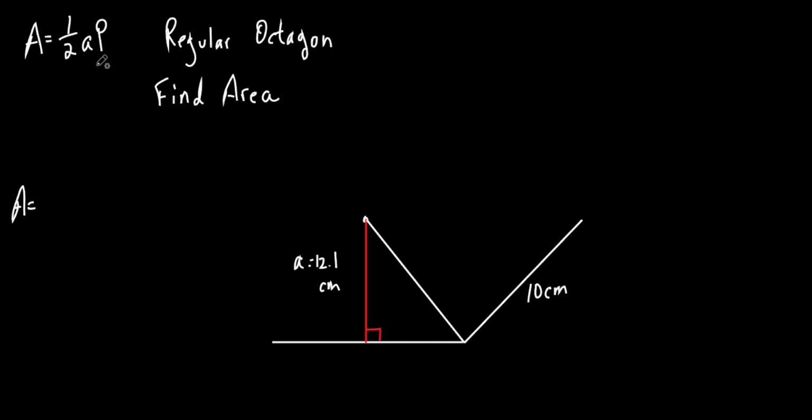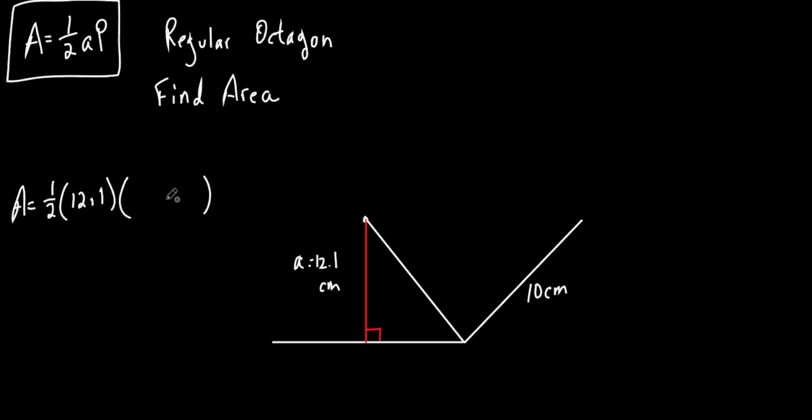So if I want to find the area, I got to have an equation, a formula, don't I? There it is right there. So what do I write? 1/2 times the apothem. In this case, they tell me the apothem. That was nice of them. What is it? 12.1. Now, times the perimeter. How do I find the perimeter? Let's do it off to the side. Well, we could do it right here. I'll put the perimeter in right there.